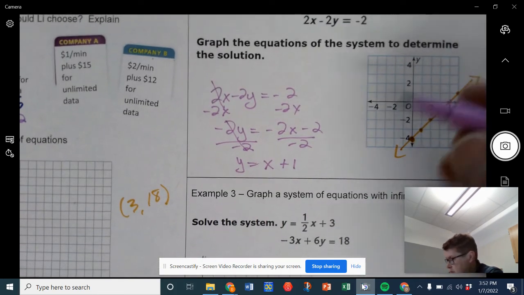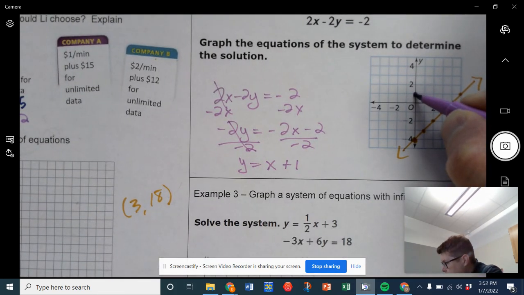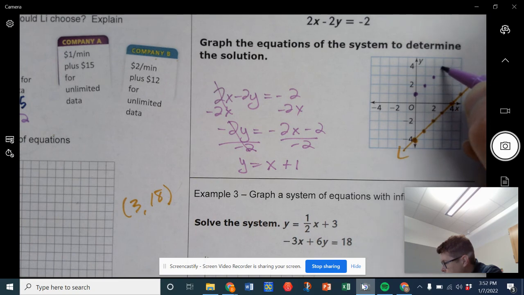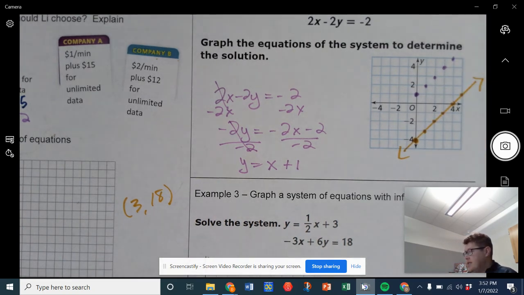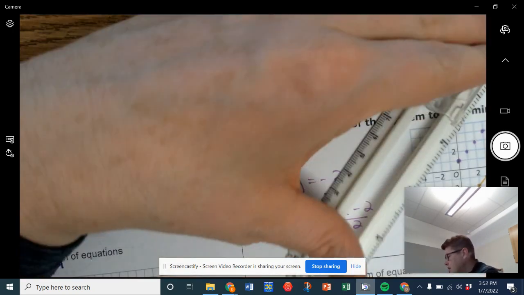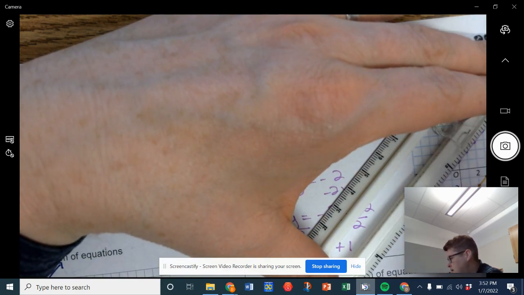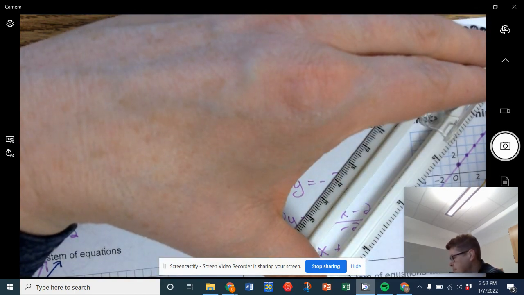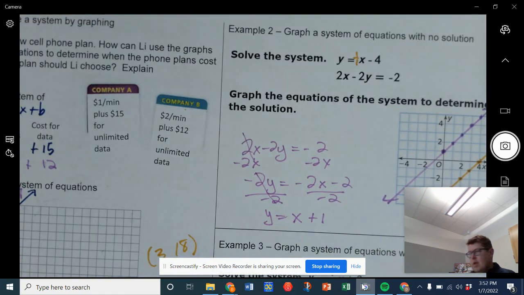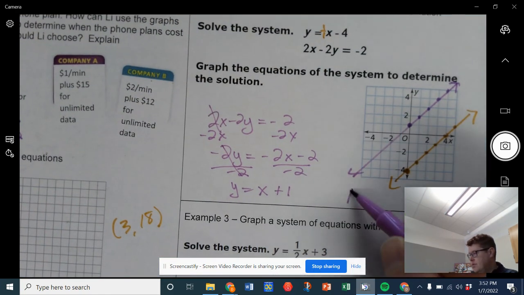So now we graph this one. So we got a +1 right here, and go up 1 over 1. Right? And you can see that these lines are parallel, so there is no solution. No solution to this system of equations.